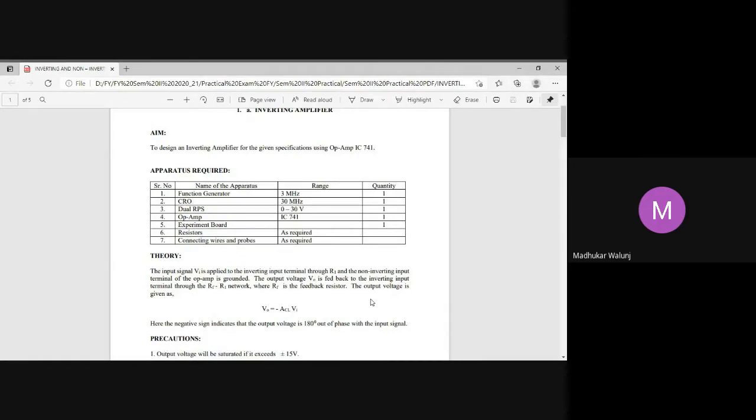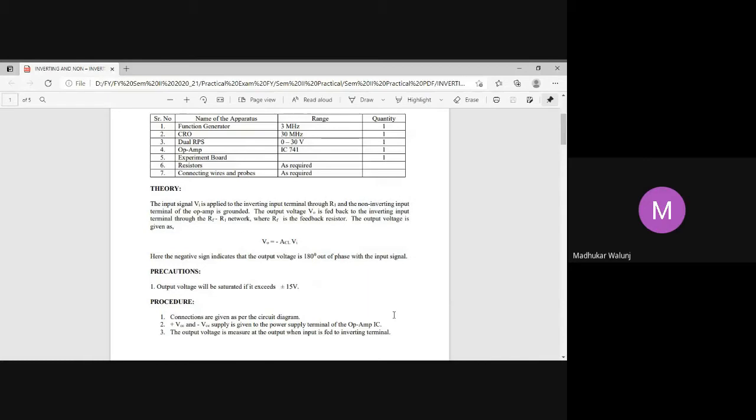Why we are getting the negative output at the inverting amplifiers? Because the negative sign indicates that the output voltage is always 180-degree phase shift with the input signal. So what we can say is that if we are giving a signal, there will be 180-degree out of phase, or we can say phase shift. If we are giving a DC signal, then the negative sign will be there.